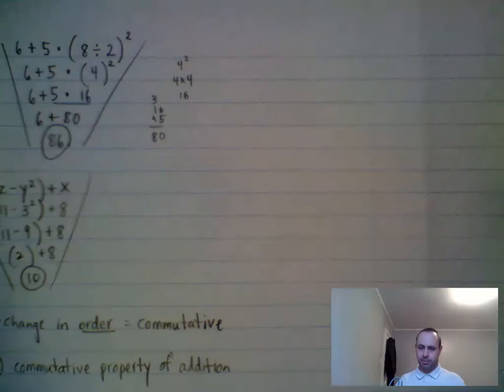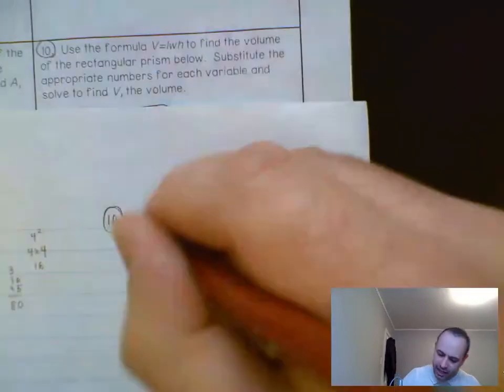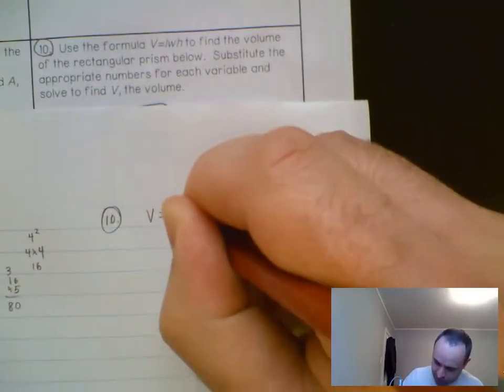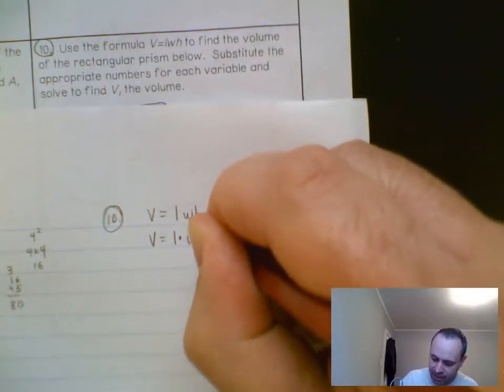All right, I'm going to come back here to this paper. I'm going to write down number 10, and then I'm going to write down the formula they give me, which is V equals LWH. You might want to make sure that you know that means L times W times H.